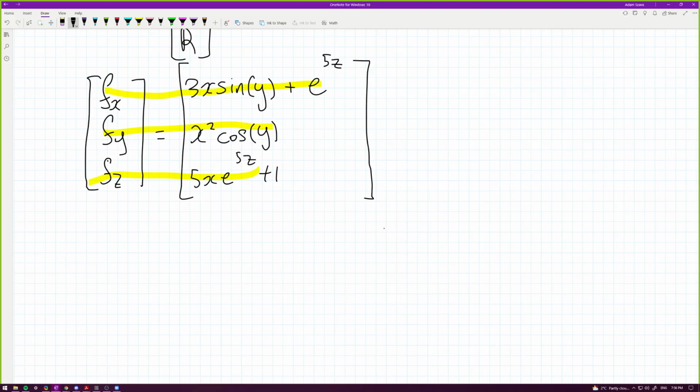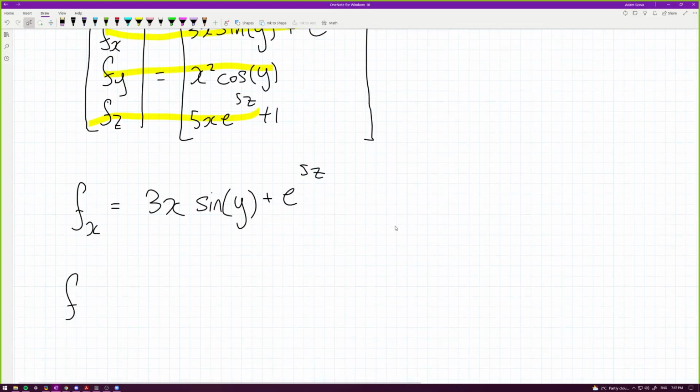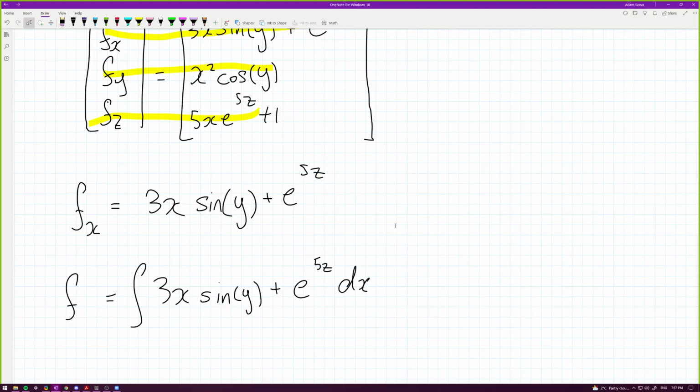We'll start with fx. So fx is equal to 3x sine y plus e to the 5z. What we're going to do is integrate both sides with respect to x, so 3x sine y plus e to the 5z dx. If we integrate both sides with respect to x, here we get just the function f, and then here we get this.